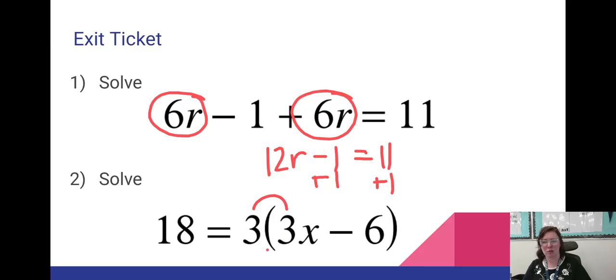Over here, multiply 3 times 3x is 9x. 3 times a minus 6 is a minus 18. And then we add 18 to both sides to get 36, and then divide by 9. I think that's 4 for x.